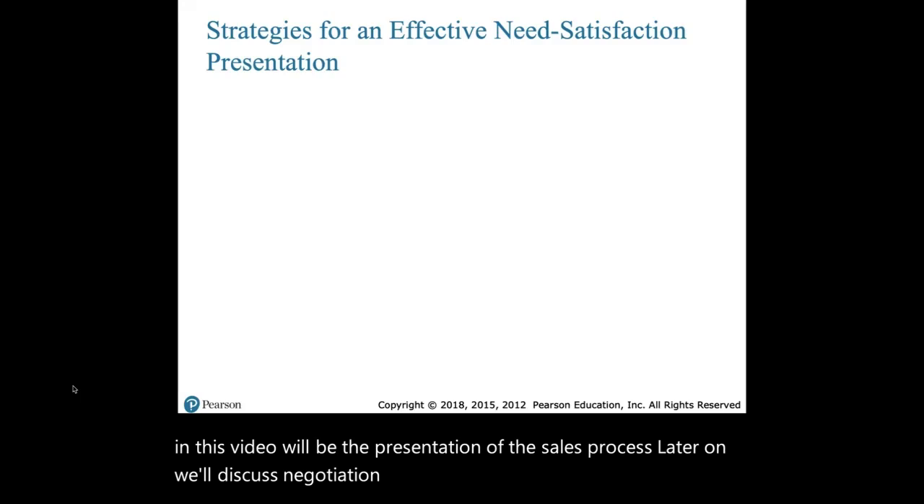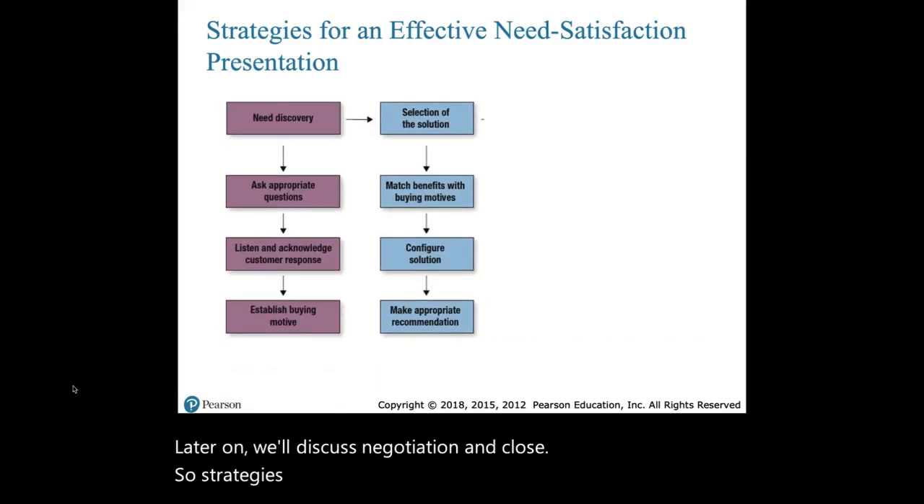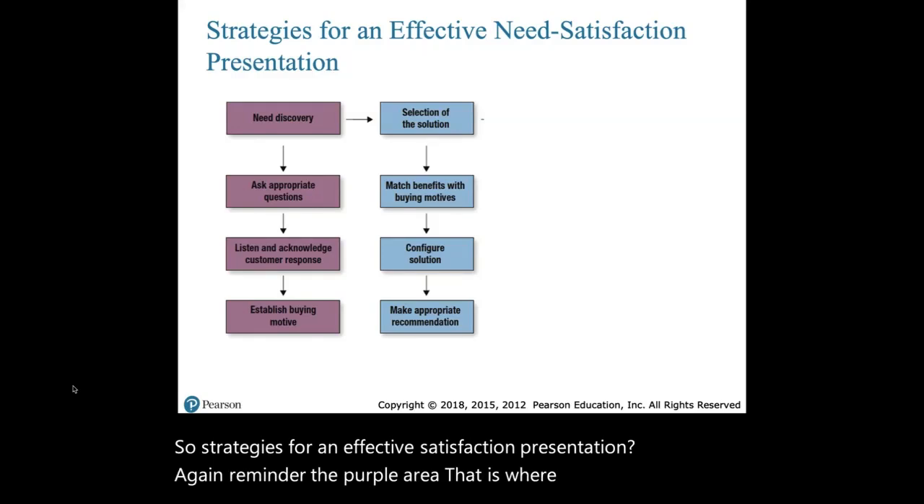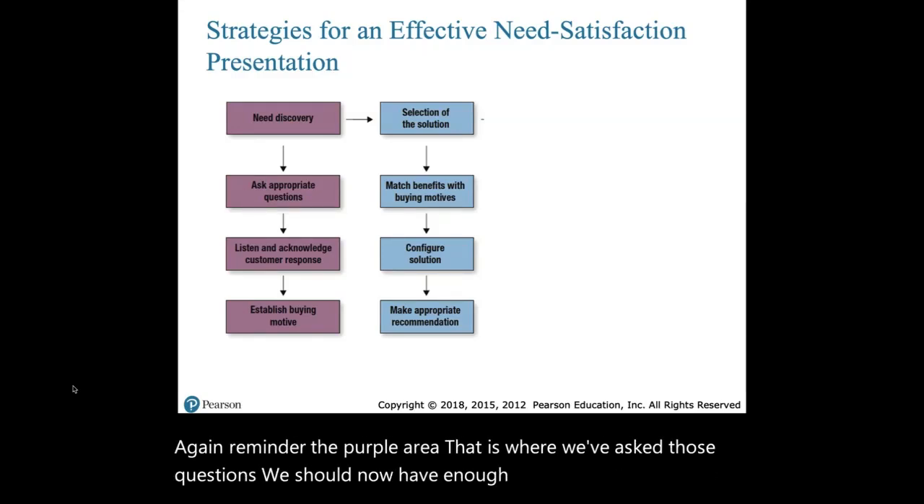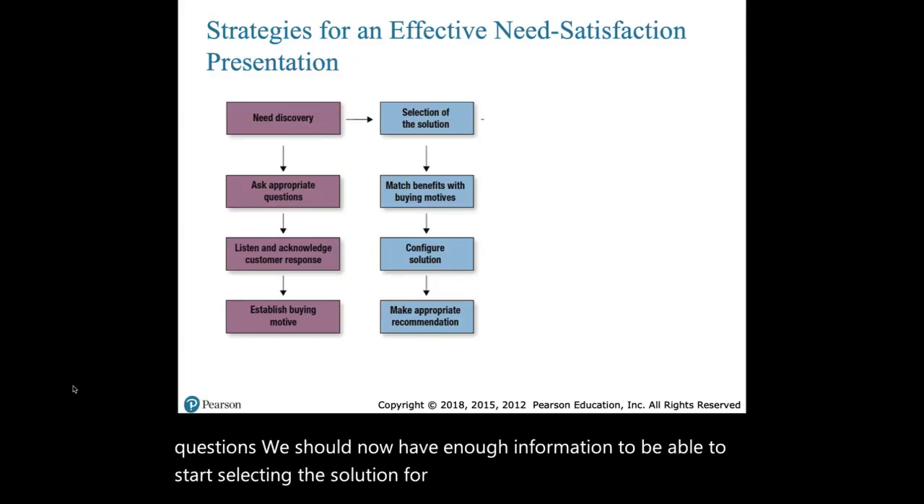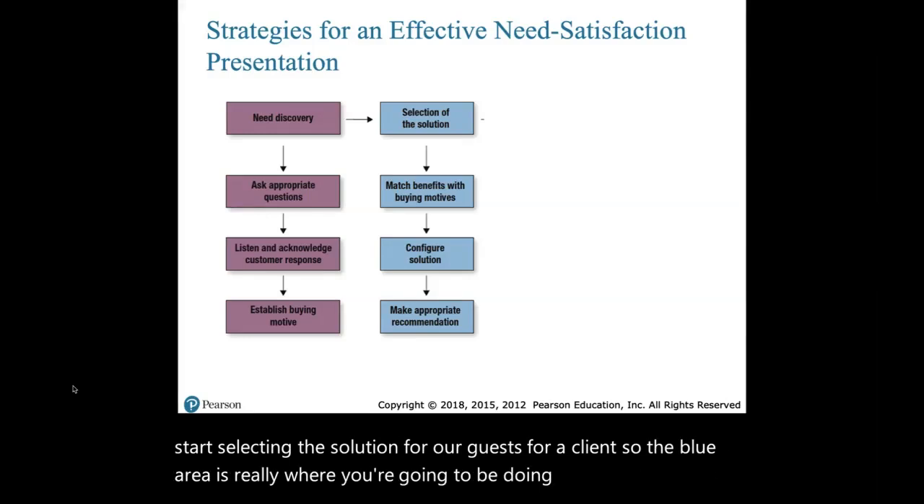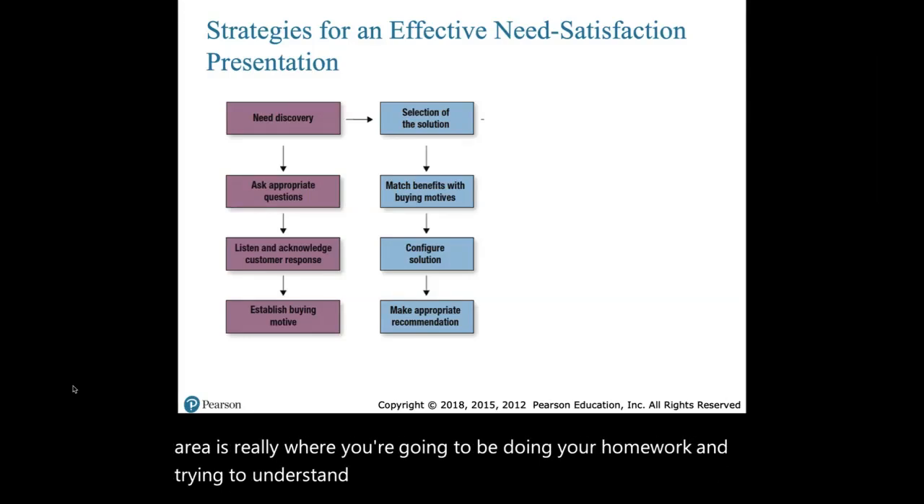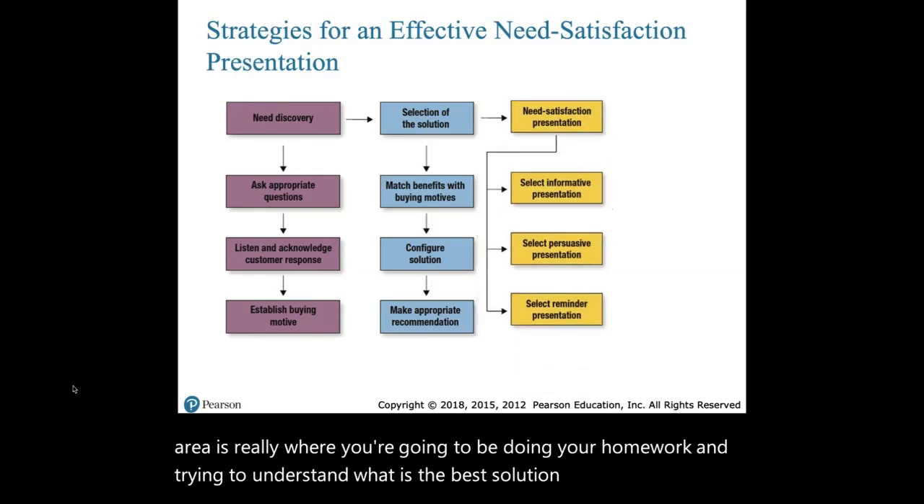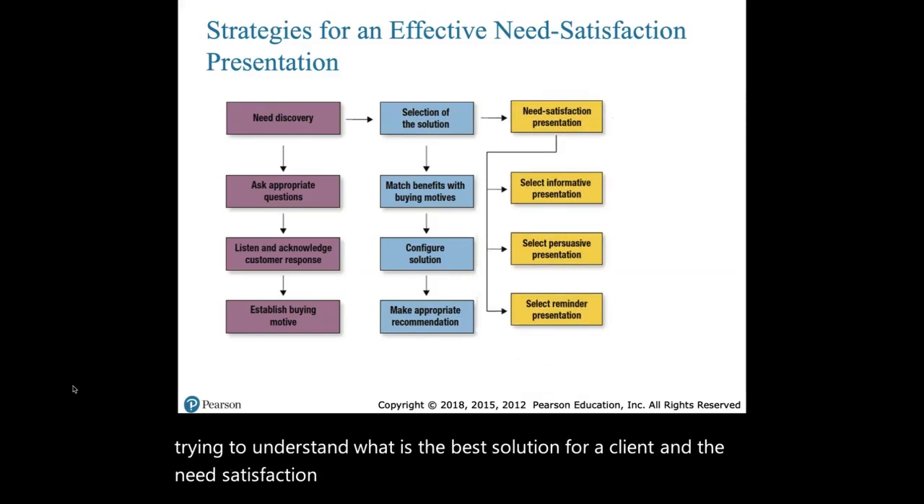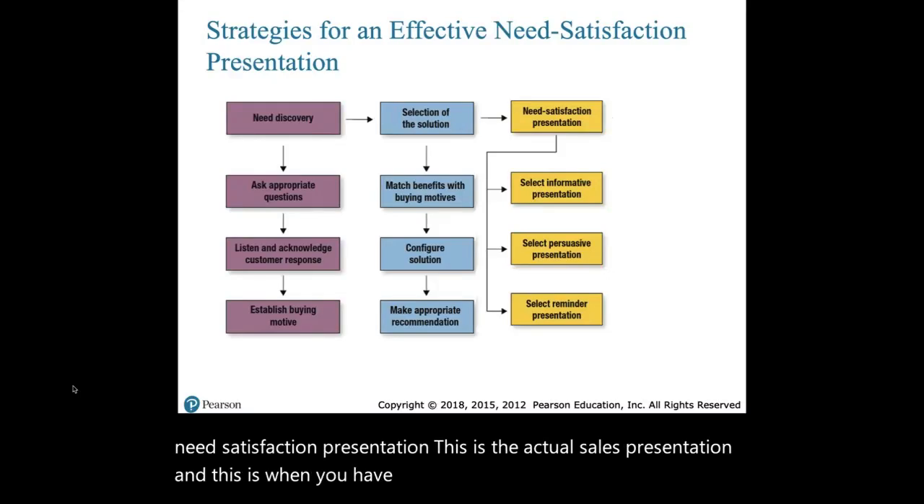So strategies for an effective satisfaction presentation. Again, reminder, the purple area, that is where we've asked those questions. We should now have enough information to be able to start selecting the solution for our guest, for our client. So the blue area is really where you're going to be doing your homework and trying to understand what is the best solution for a client. And the need satisfaction presentation, this is the actual sales presentation. And this is when you have the opportunity to present that information.